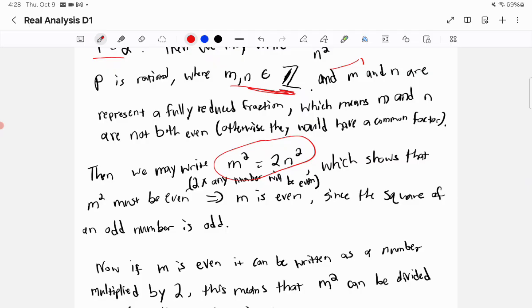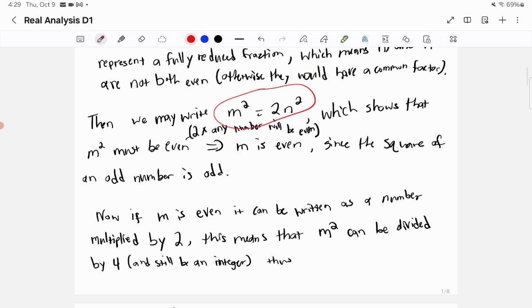If we square any odd number, we get an odd number. So the fact that m squared is even implies that m is even. Great, so we've shown that m is even. Now, if we didn't want a contradiction, we would have to show that n is not even. But we're going to see that n is forced to be even in a moment.